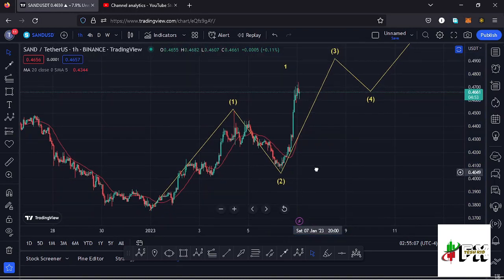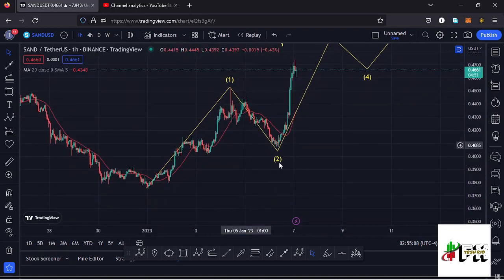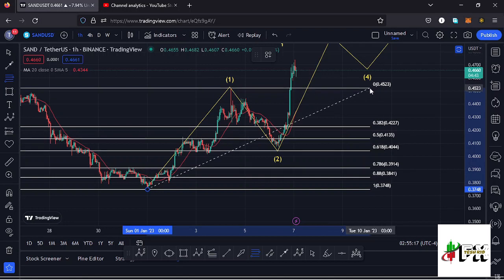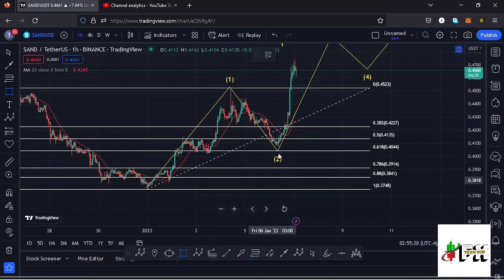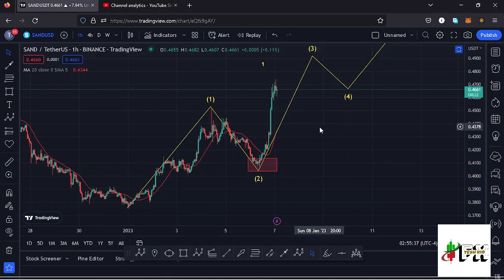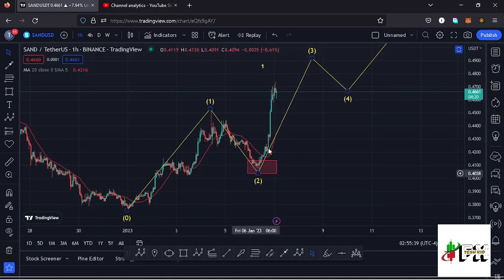And to see whether this second wave right here has done the minimum that we expect a second wave to do, by connecting the Fibonacci from the low of the first wave to the high of that wave 1, that gives me a minimum retracement area between the fib level 0.5 and the fib level 0.618, and that lies between the $0.4135 mark and the $0.4044 mark. That is the minimum that I was expecting that second wave to do. And having done so, that means this is a valid second wave to the lower side.